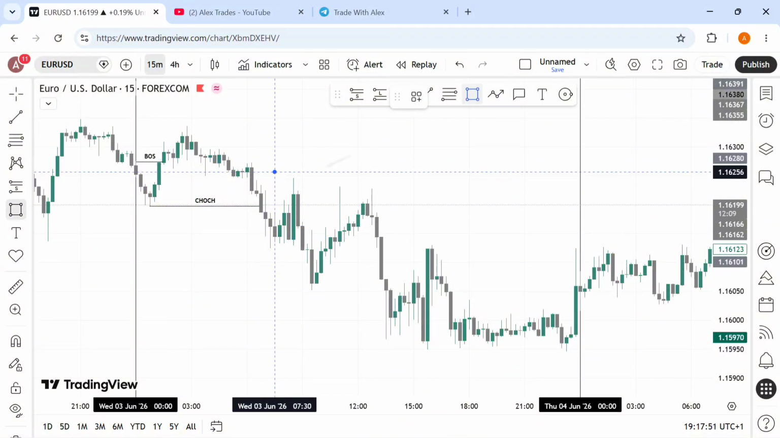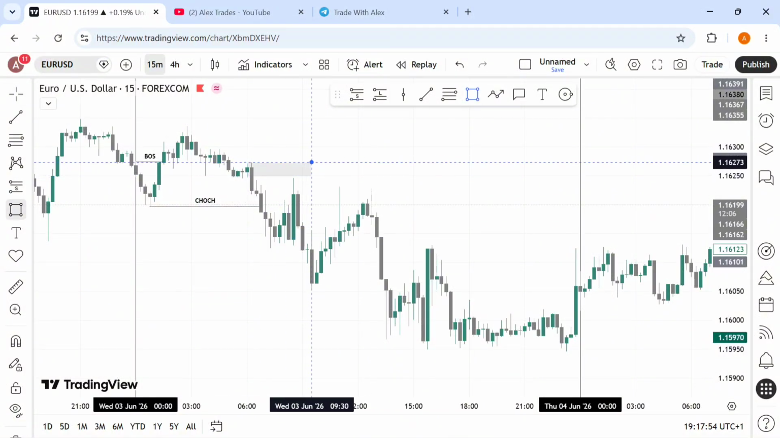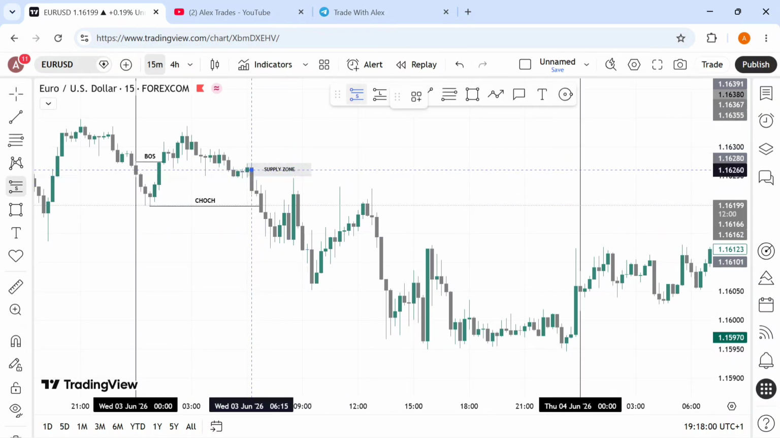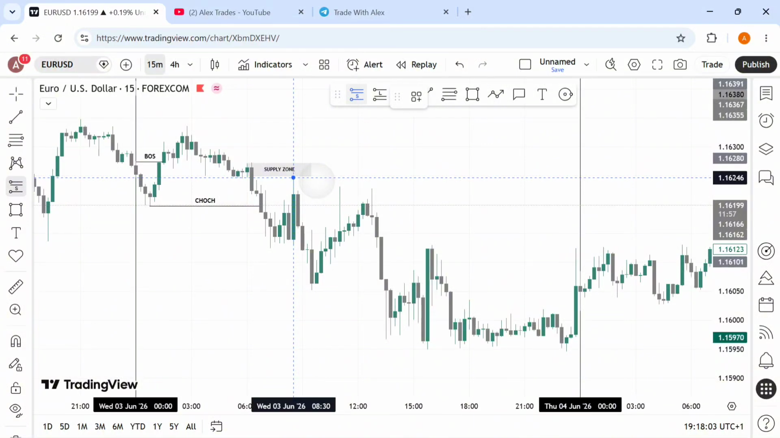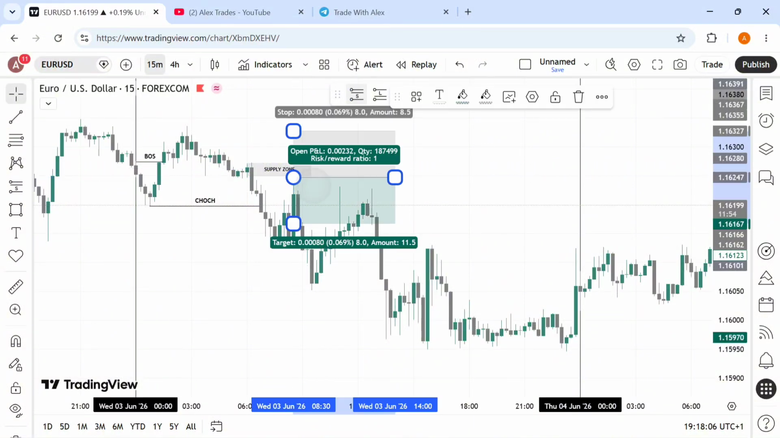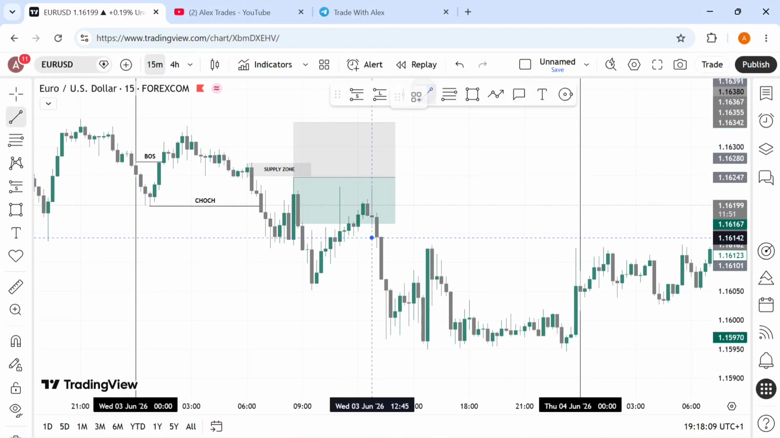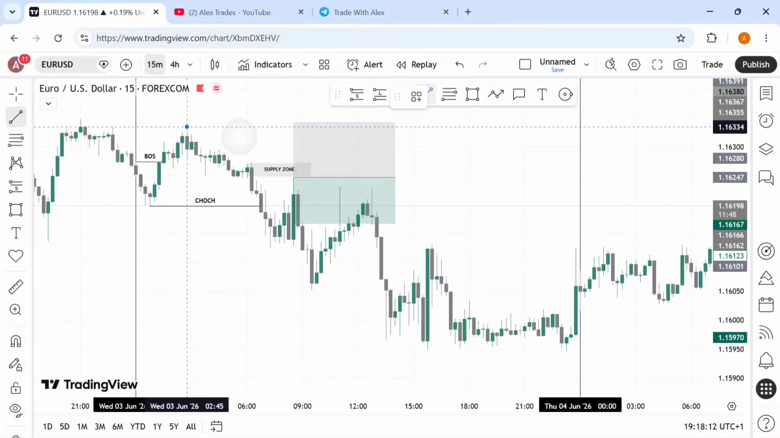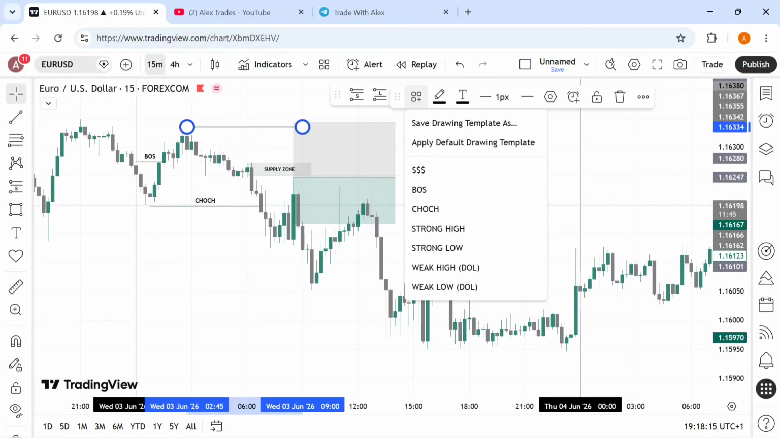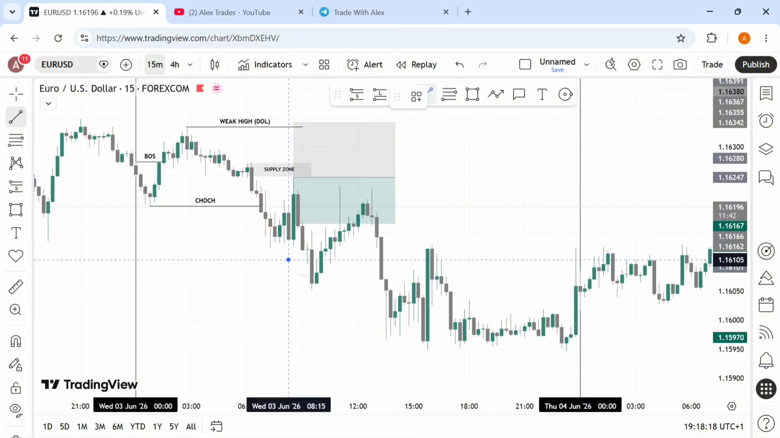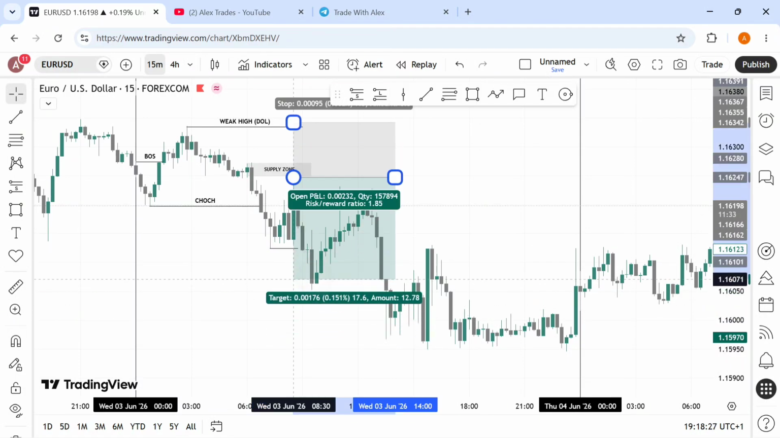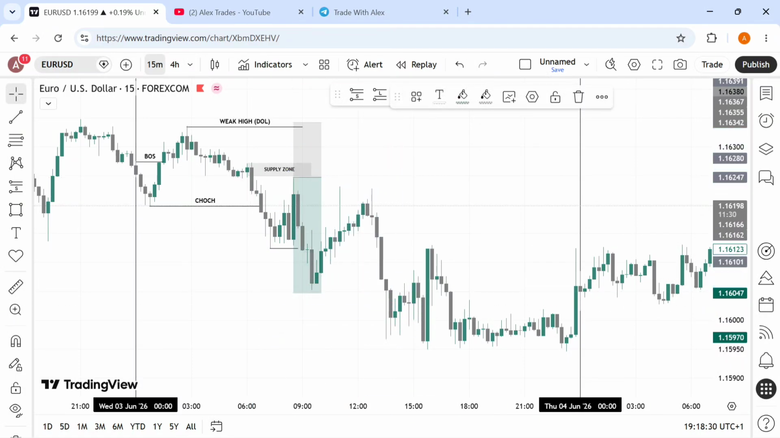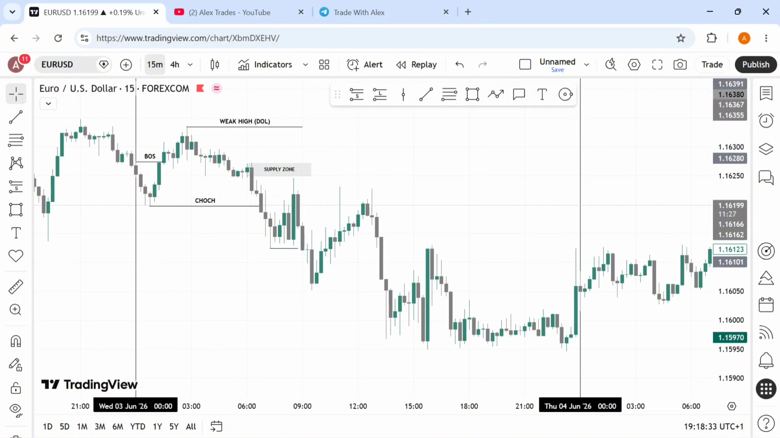Now, this was not a valid supply zone for me, because if you are to enter this point, first of all, there is a push away from it, but it's not really looking that solid. And then the target would have been at this level here. This is the invalidating level, the weak high. And this was supposed to be the new draw on liquidity. So the 1:2 would have been around here. It wouldn't have made sense, so this trade wouldn't have happened. I wouldn't have taken a trade.